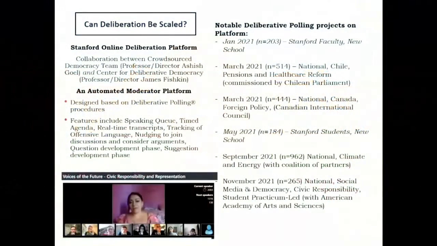And before we turn it over, just to share on our platform, not only have we done the event in September nationally in the US, but throughout the last couple of years, we've done events nationally in Chile, in Canada, here on the Stanford campus with faculty and students, and also with young people nationally as well with the American Academy of Arts and Sciences. So it's been a very fruitful platform, and we hope that we can share more of it with all of you here today at some point. And now I will turn it back to Jim Fishkin.